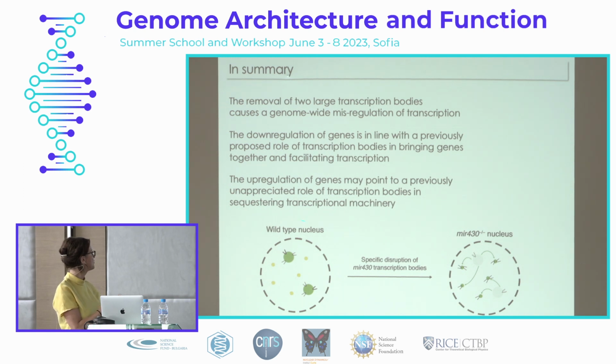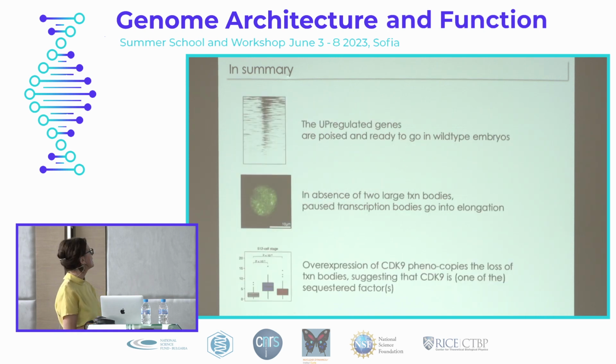And here, this is a visual where the miR430 locus creates these huge transcription bodies that bring in other genes to be transcribed, supposedly, but it also sequestered machinery, and therefore these ectopic transcription bodies don't go into elongation. And upon the removal of these transcription bodies, now we get redistribution of machinery and activate genes elsewhere as well. Okay, so these upregulated genes we find are poised and ready to go already in wild type. In absence of these two large transcription bodies, these ectopic bodies go into elongation, and the overexpression of CDK9 phenocopies the loss of transcription bodies, suggesting that CDK9 is an important factor in this process.